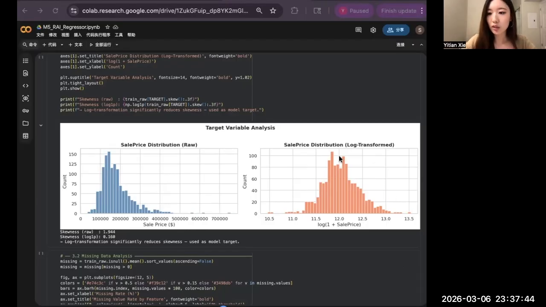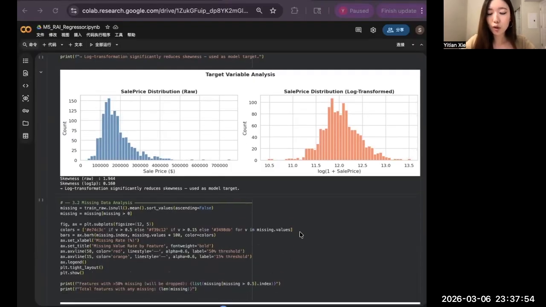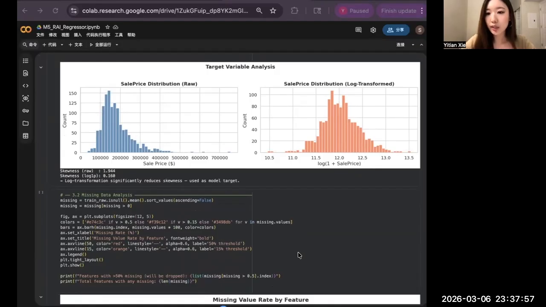After the transformation, the distribution becomes much closer to a normal distribution. This improves model stability and leads to more reliable error metrics. Therefore, all models in this project were trained using the log-transformed sale price.